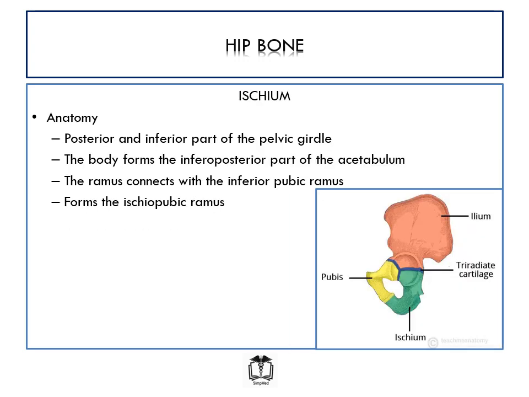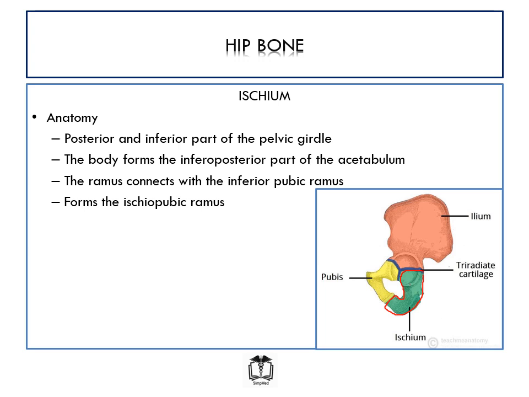The second aspect of the hip bone is the ischium. The ischium is the lowermost aspect of the hip bone, found posteriorly and inferiorly, and it's the area marked in green in this image. What you need to know about the ischium is that it is divided into two parts. It has a body and a ramus.